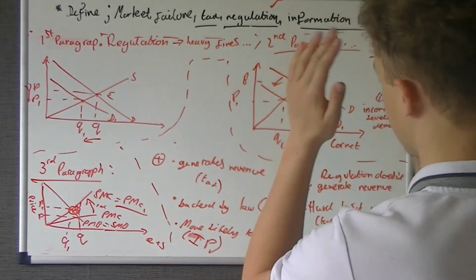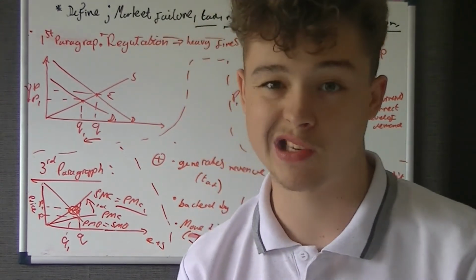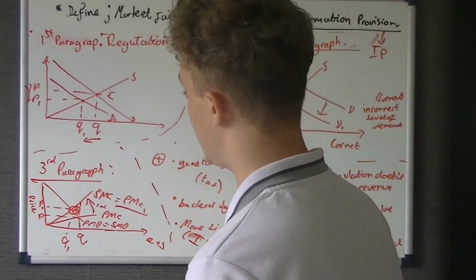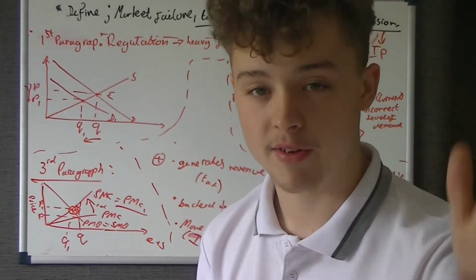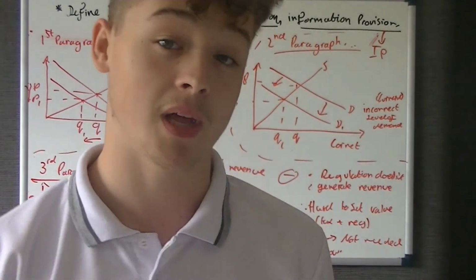So you define the terms market failure, tax, information provision, and banning. But mainly banning is regulation, so you kind of link it into one. Say how each of them works, and then say advantages and disadvantages of them. See, I came up with this in about 3 minutes of planning it.